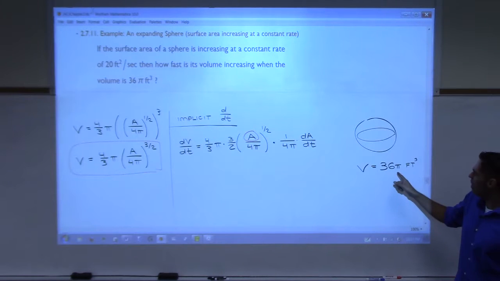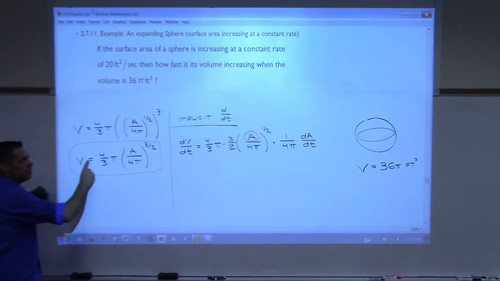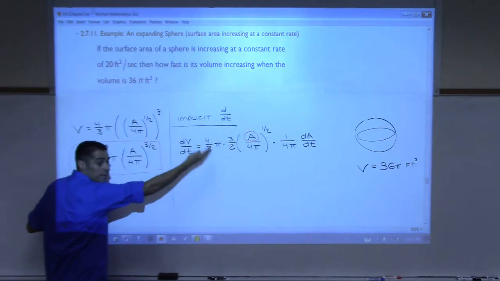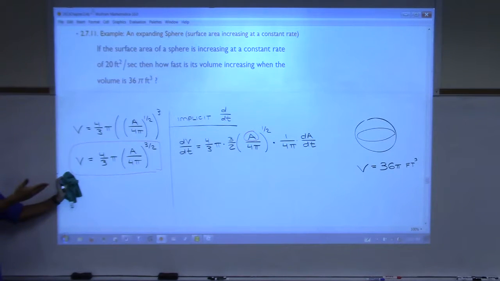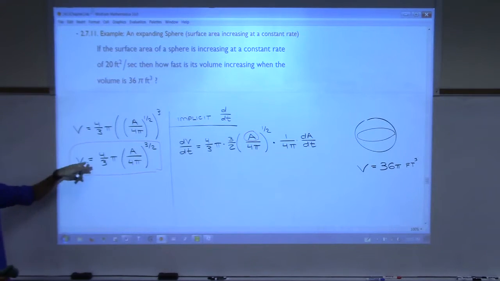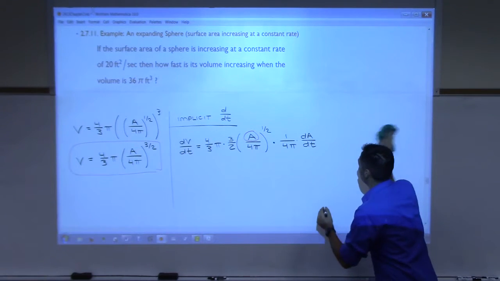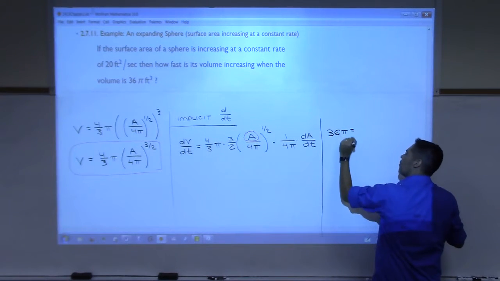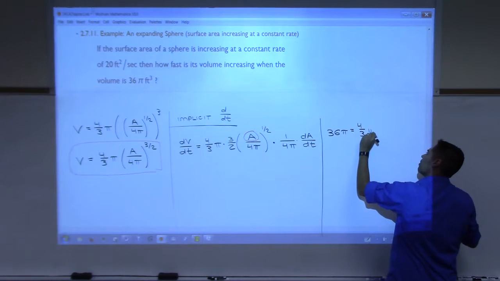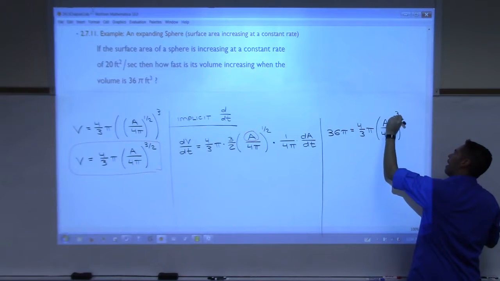So if I sit here and I plug in V is 36 pi into this equation, notice I'm working with the original equation. I'm not working with the derivative of it. If I plug 36 pi in here, then the only letter left is an A. And you should be able to solve for that, right? So let me do that. I'm going to go to this equation. I'm going to replace the left side with 36 pi. You following me? Okay. Left side is 36 pi equals, yes, this is going to look this bad, 4/3 pi, A over 4 pi to the 3/2.